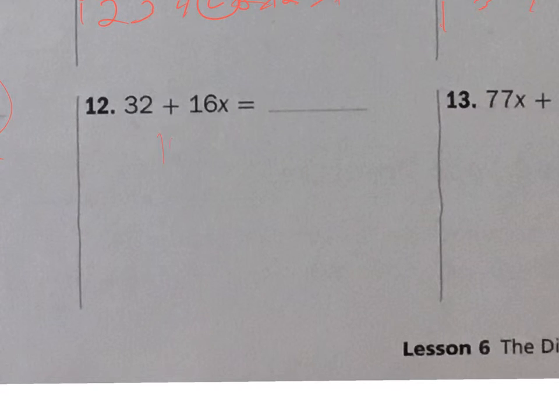Alright, let's do this one. 16. I have 1 and 16, 2 and 8, 3, no, 4. Okay, so 1, 2, 4, 8, 16. Does 16 go into 32? It does. So we're going to have 16 over here. How many times does 16 go into 32? 2 times. Plus, how many times does 16 go into 16? 1. X. But I don't really need the 1. So I'm not going to do the 1.